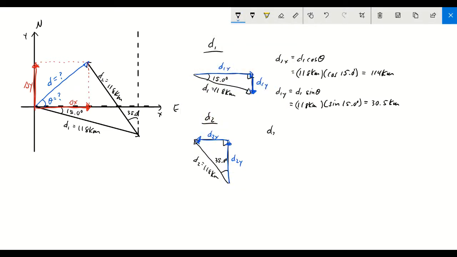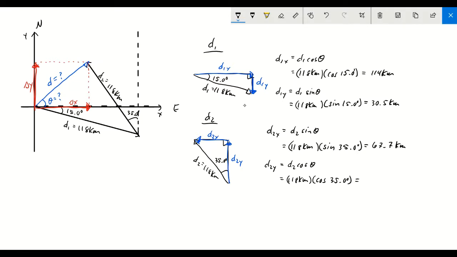So let's figure out what D2x is going to be equal to. If I draw the triangle this way, that x component is opposite of this angle. So for this triangle, I'm going to use sine rather for the x component. So this would be D2 times the sine of our angle. So 118 kilometers times the sine of our 35-degree angle, and I have 67.7 kilometers. If we do the same thing for the y component, now we use the cosine function. So I have D2 cosine of my angle, 118 kilometers times the cosine of 35 degrees. This one gives me 96.7 kilometers.